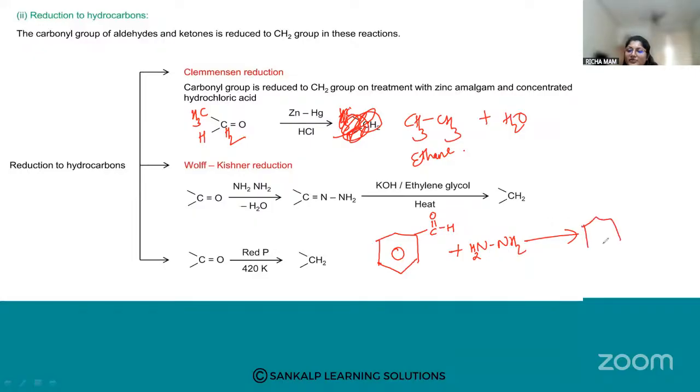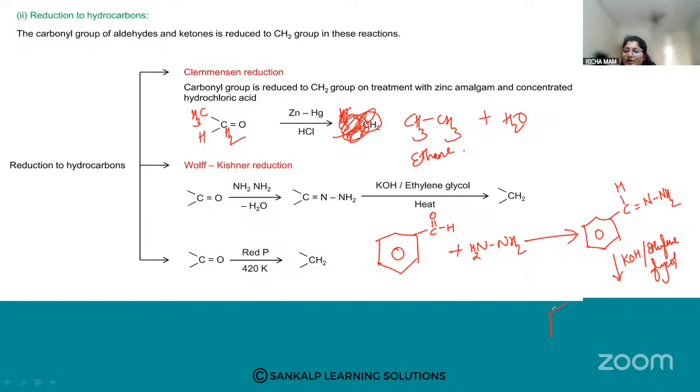First there will be a hydrazone formation. So let us write the hydrazone formation: H double bond N, NH2. Then react it with potassium hydroxide in the presence of ethylene glycol.